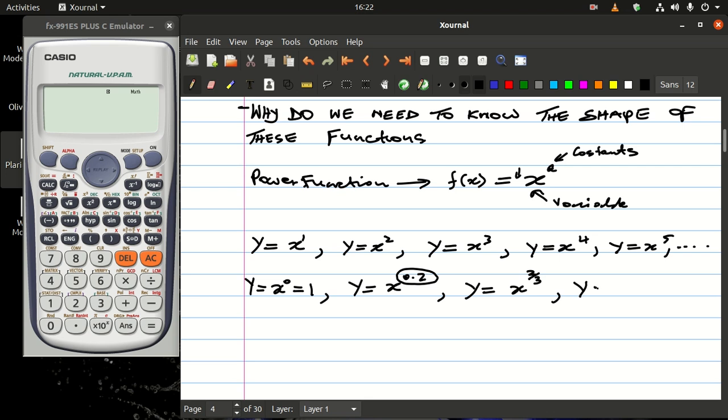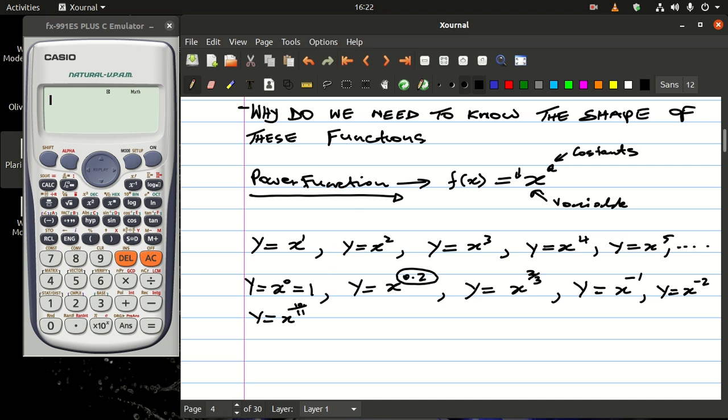And we can also have y is equal to x to the power minus 1, or y equal to x to the power minus 2, or y equal to x to the power maybe 10 over, let's say, 11. As long as the exponent there is a number and the base is only x and there is nothing else, we call those functions power functions, right?